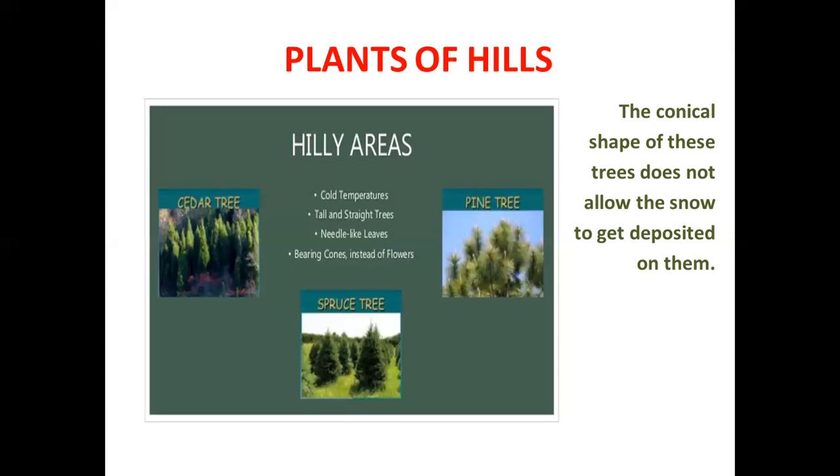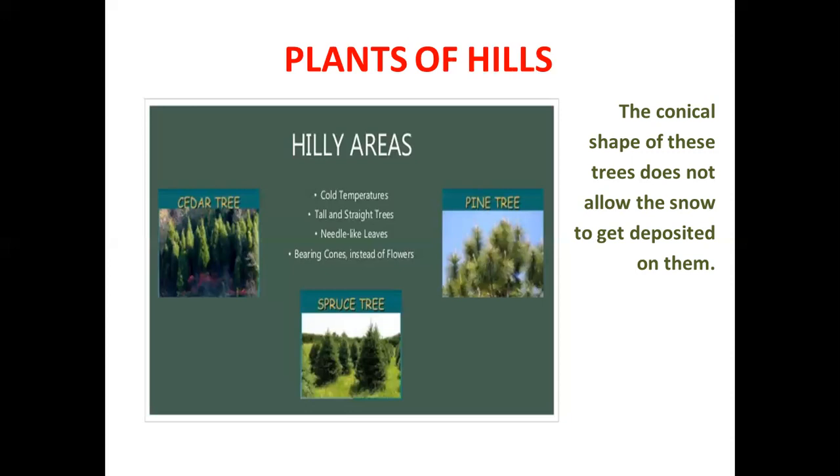And the plants are tall and straight, and generally they have a conical shape. If we observe the shape of these trees, they are conical shaped. These tall, straight and green conical trees make hills appear green and beautiful. So when you see the hills, usually they appear very beautiful because of the presence of these tall, straight and conical shaped trees.